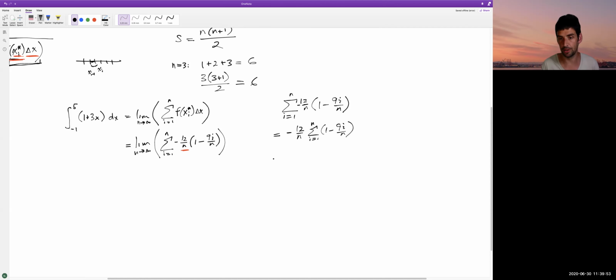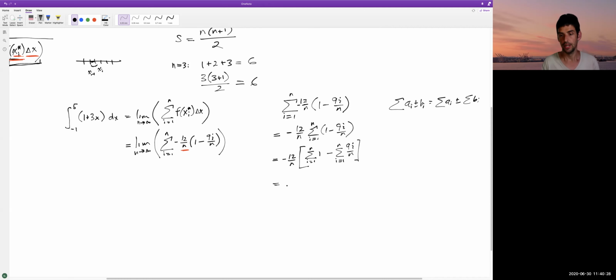Right? That was one of our properties. Then I can split this up. I'm adding two terms together, right? We had this property that said if we summed up something like this, we could split this into two different sums. Well, that's what we have. I have 1 is my AIs, 9i over n is my BIs, so I can split this into 1 minus the sum i equals 1 to n of 9i over n.